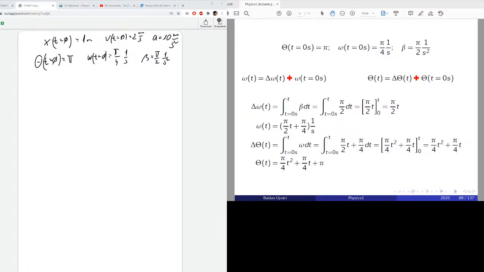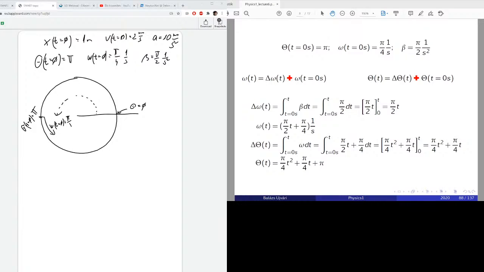How does it look like? Always we start with a coordinate system. In this case, the coordinate system is pretty simple, a circle, plus we have to say where is the origin, where is the theta equal 0. What does it mean at t equal 0 second I'm at pi? It means I'm here. This is the pi. So this is where I am at the beginning of the motion. There is an initial angular velocity. That means here I have an omega, t equals 0 is pi over 4, 1 over s.